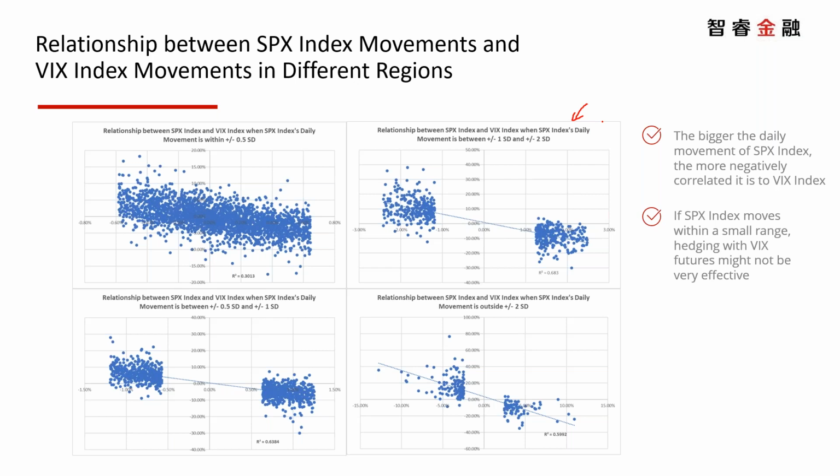One will see that the bigger the daily movement of the S&P 500 index, the more negatively correlated it is to the VIX index. And the VIX index goes up more quickly in a downward market than it goes down in an up market. This convexity characteristic makes hedging a market portfolio with VIX related products very effective.